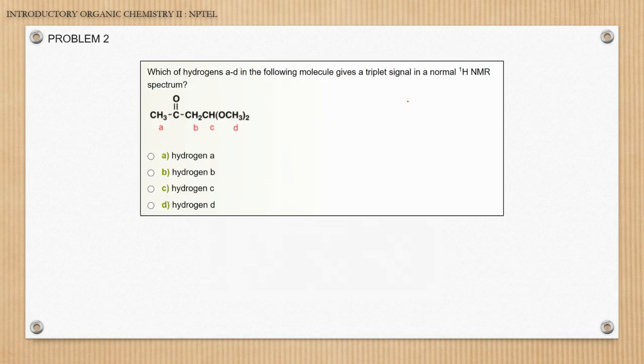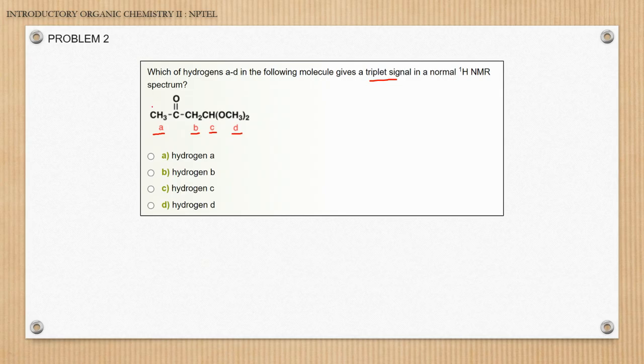So now coming to problem number 2. Problem number 2 is also a similar kind of question. They are asking which of the hydrogens from A to D in the following molecule gives you a triplet signal in the 1H NMR spectrum. So now you have to answer that amongst these A, B, C and D protons, which proton can give you a triplet signal in the 1H NMR.